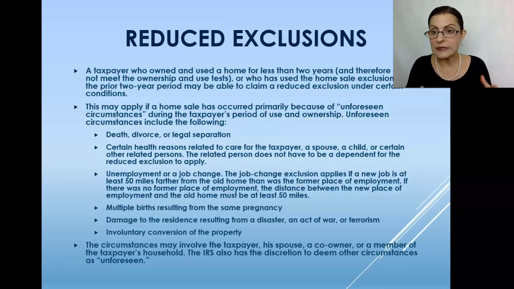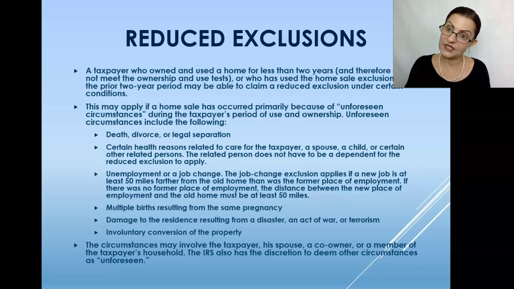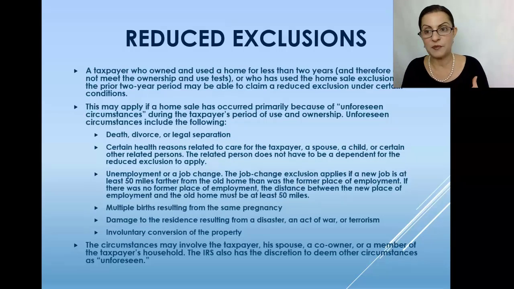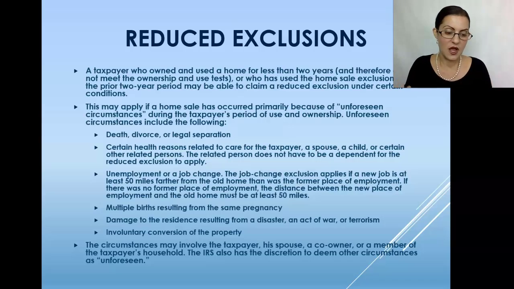I mean, there's literally dozens of PLRs out there that you can look up where taxpayers have asked the IRS, does my particular situation qualify as an unforeseen circumstance? Am I allowed to exclude this amount of gain? And the IRS has said yes. But we're going to talk about what's in the pubs, all right, because that's what you need to know for the test. So, unforeseen circumstances include the following: death, divorce, or legal separation. Certain health-related reasons related to the care of the taxpayer, a spouse, a child, or certain other related persons.